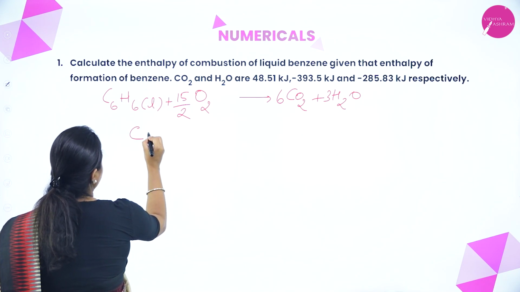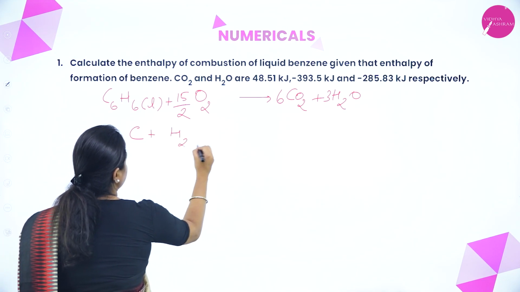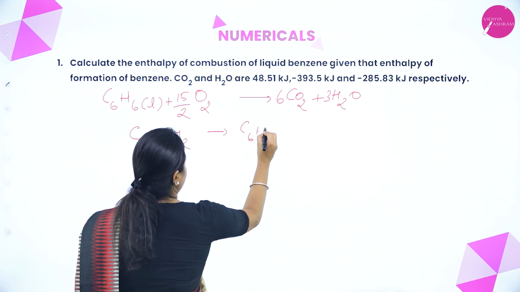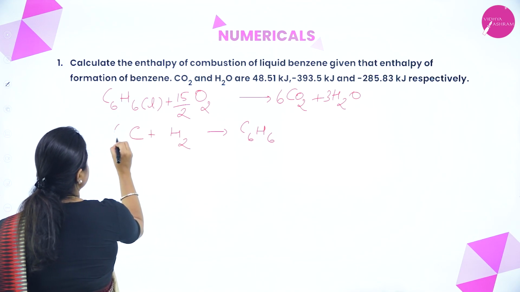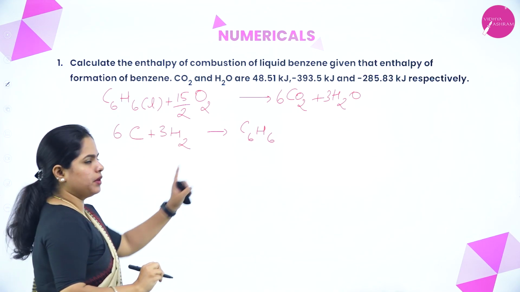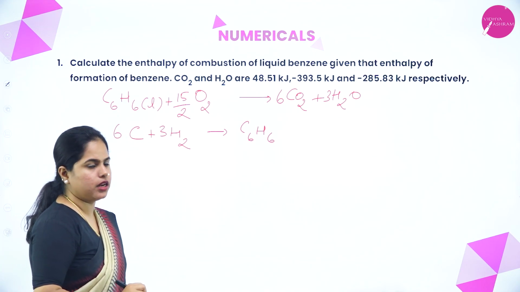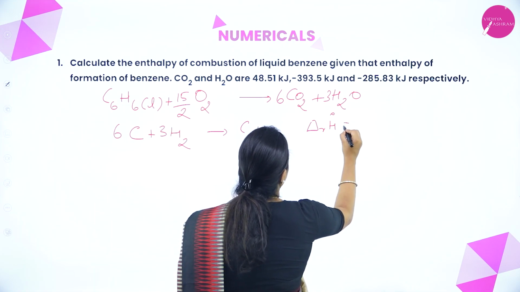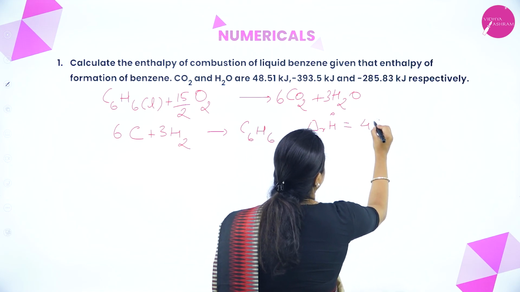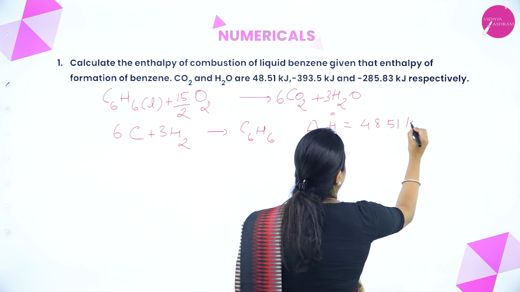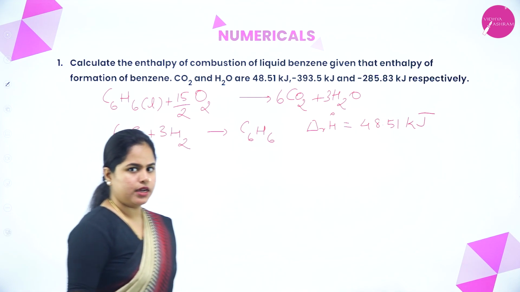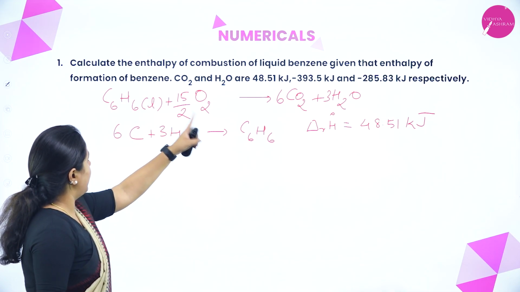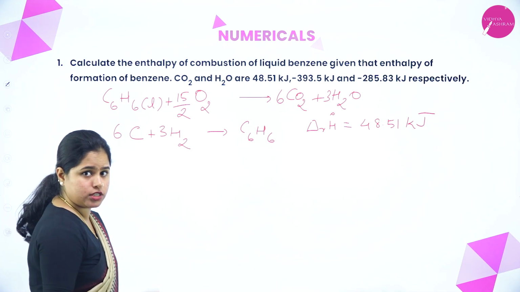So the first one is given, the enthalpy of formation of benzene. So how is benzene formed? Carbon plus hydrogen will give you C6H6. So to balance it, 6 here, 3 here. So it becomes C6H6, a balanced chemical equation. And the enthalpy of this particular reaction is already given, that is 48.51 kilojoule. This is already given, right? Now moving on to the next one, that is enthalpy of formation of carbon dioxide, which is also given.